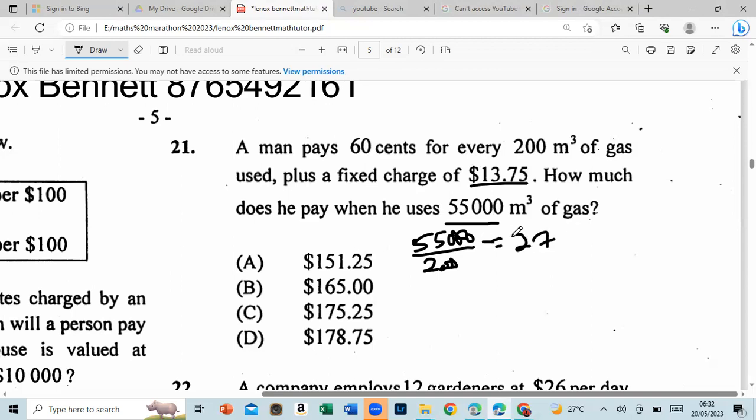Alright, so what we do now, we multiply this by 60 cents, which gives us 6 times 5 is 30, 0 carry 3, 6 times 7 is 42, and that 45, 6 times 2 is 12, and that 60. So what it is now, we move the decimal place since it's 165, but remember there's a fixed charge, right?